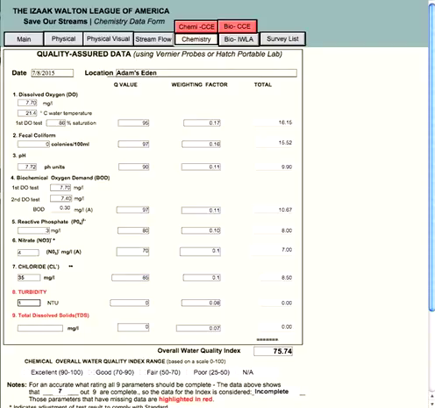Turbidity is 16.5. And our Q value is 64. Let's see if we can take that right here. Total dissolved solids was 329 with a weighting factor of 56.